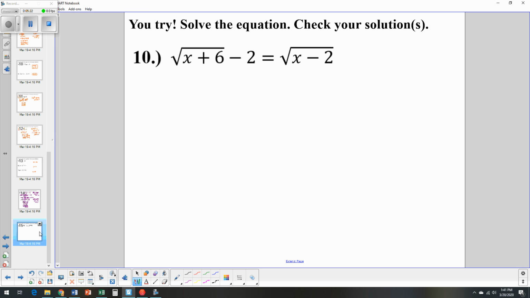So I want you to try this next one. Pause. I will actually show the full worked out solution for this one instead of just the answer, but check when you're done.